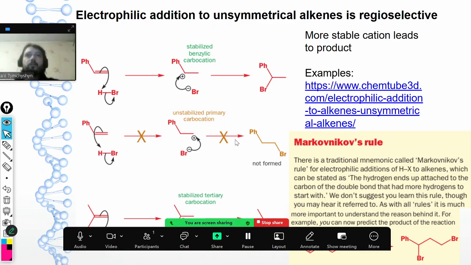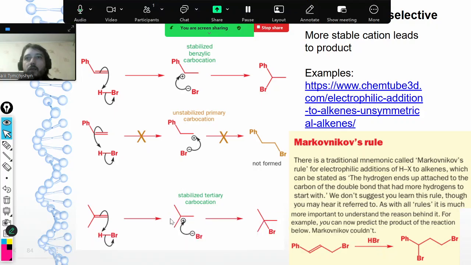And electrophilic addition to unsymmetrical alkenes is regioselective, so the more stable cation leads to the product. So once again, here we have it. If in this case we get a stabilized benzylic carbocation, here it's connected to the bromine. There are some more examples here, and this positive charge is much easier to stabilize than this charge, so you don't get the reaction going this pathway, you get the reaction going this pathway.